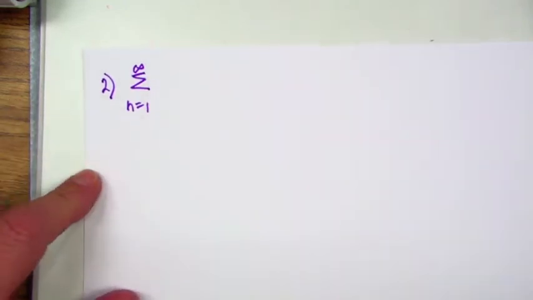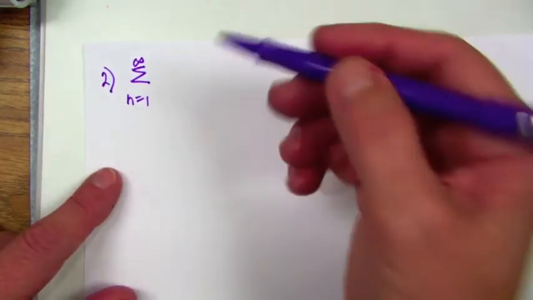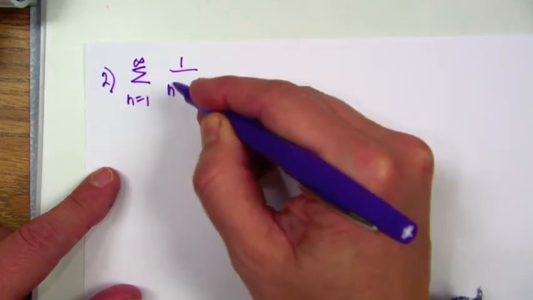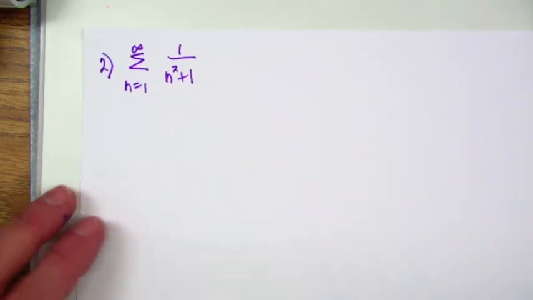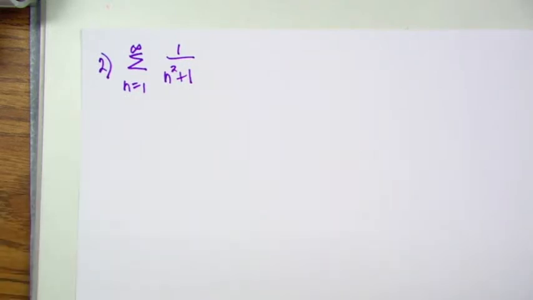Okay, so let's do number 2. Series from n equals 1 to infinity of 1 over n squared plus 1. Okay, thank you. Inverse.